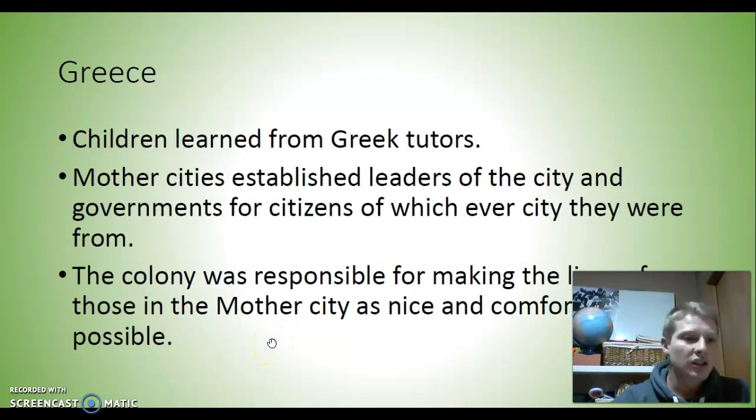The children in these colonies learned from the Greek tutors. Okay, the same process. Kids were brought up to be able to contribute to the government, contribute to this council. Mother cities established leaders. These leaders weren't necessarily elected, but they were promoted or installed by the mother country. Athens would install a city governor or something like that in these places to help grow it and to act in the best interests of the mother country. The colony was responsible for making the lives of the mother country as nice and comfortable as possible. So there's a purpose here.